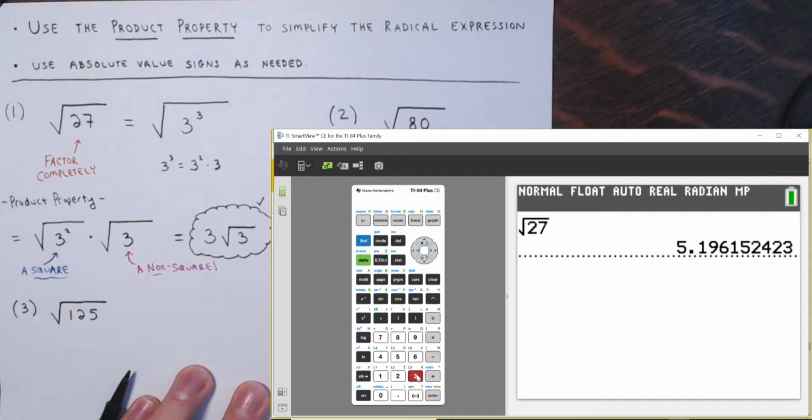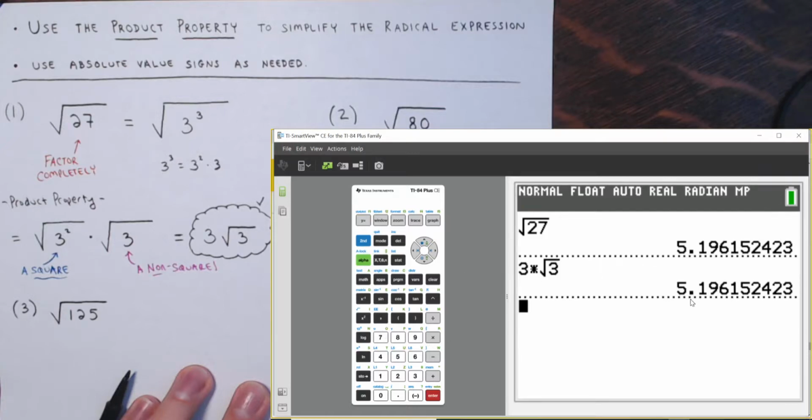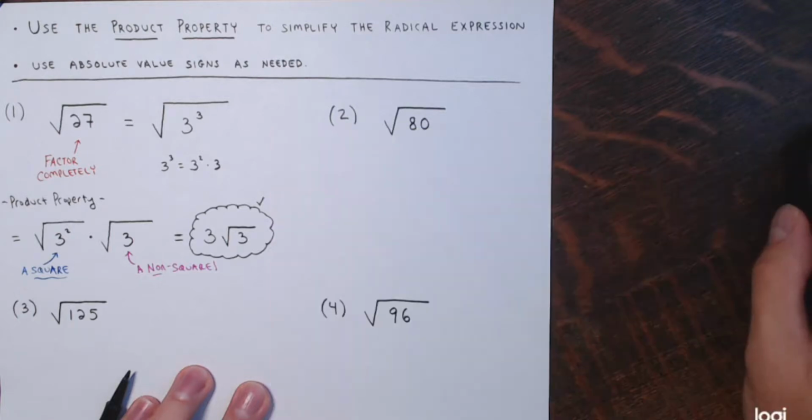So I'm going to enter 3 times the square root of 3. And look at that. 5.196152423. It is the same value. Right? So these are equivalent. The square root of 27 and 3 times the square root of 3. Right? And I'm going to be doing this for a lot of these.